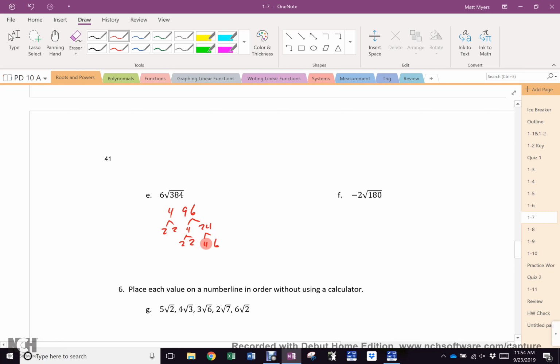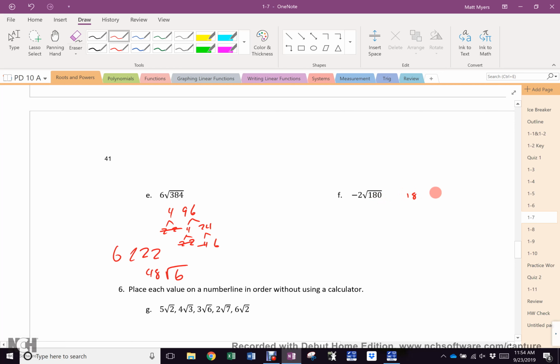Four is a perfect square. So there's 1, 2. There's another 2. There's another 2. And there was already a 6 out there. So what is that? 48 root 6. And this one is tricky.